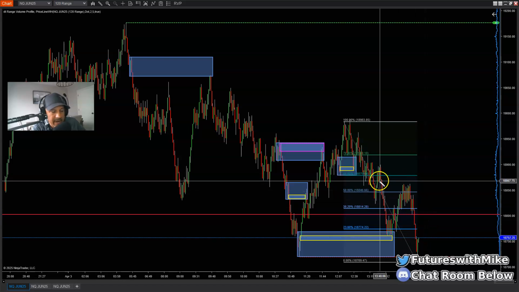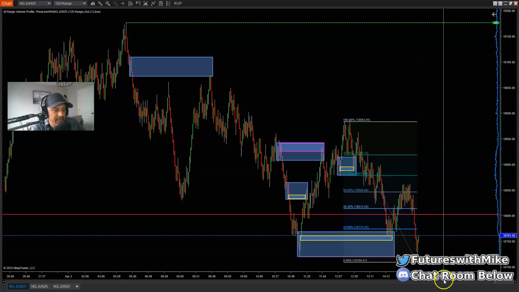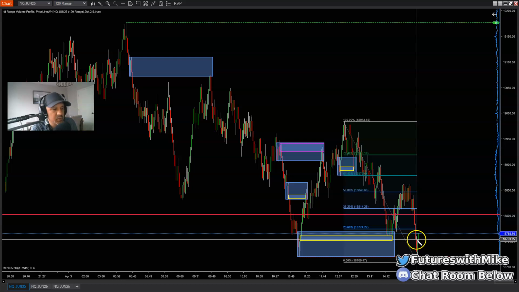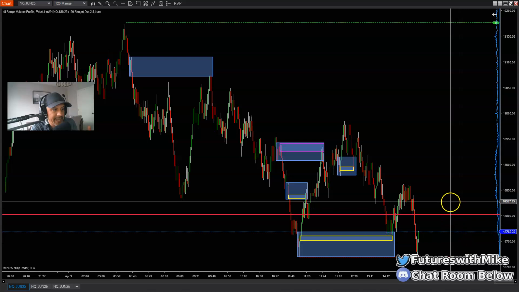This one, I would be more so eyeballing, but it can react off of this area here on a pullback and continue going short. Again, we don't know which one they're going to stop at. They could stop at both, but we don't know which one they're actually going to stop and reject at.